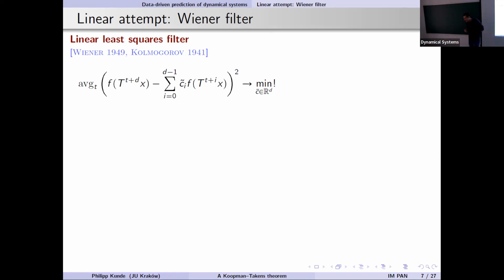So this is the notation and the optimization where one tries to find the minimizer of this optimization problem. So one tries to find the coefficients c, in this case a d-dimensional vector of coefficients c, such that this left-hand side becomes minimal. Because sometimes the exclamation mark is used to say that something is unique. So under some assumptions on the underlying dynamics, you get uniqueness here as well.